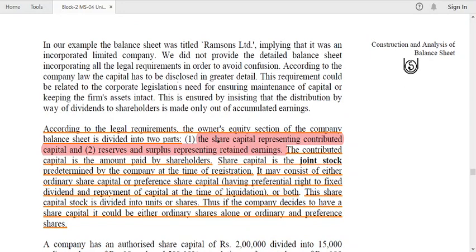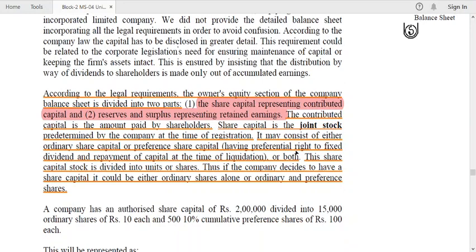According to legal requirements, the owner's equity section of the company's balance sheet is divided into 2 parts: share capital representing contributed capital, and reserves and surpluses representing retained earnings. First is the contributed capital or the initial investment. Second is the reserves and surplus, also called profits. Profits which are not distributed to the shareholders will be taken to reserves and surpluses. The contributed capital is the amount paid by the shareholders.